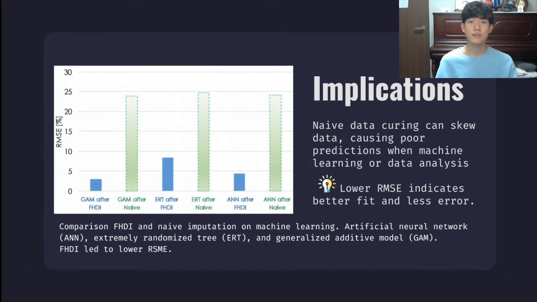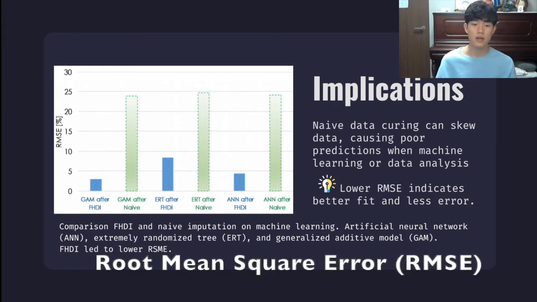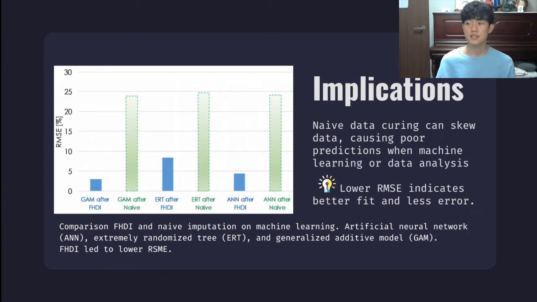So here is an example of how inaccurate the naive remedy could be. This graph is an RMSE graph, where RMSE stands for root mean square error, and it is a standard way to measure the error of a model in predicting quantitative data. So basically, the higher the RMSE, the more errors it may have and the less reliable it is. And the lower the RMSE, the better the fit and the less error, so it's more reliable.